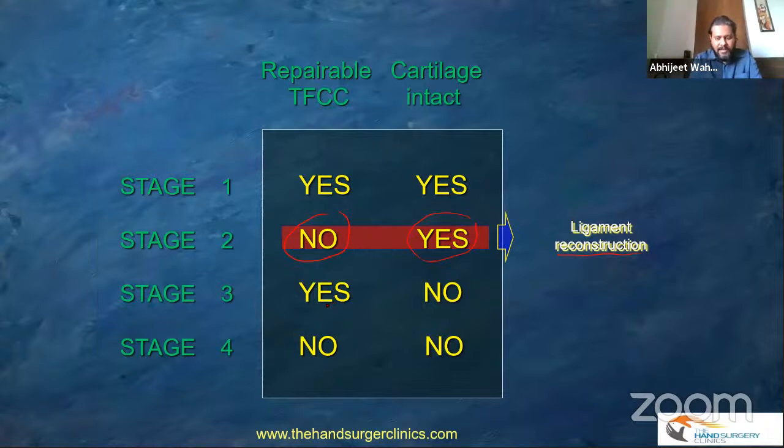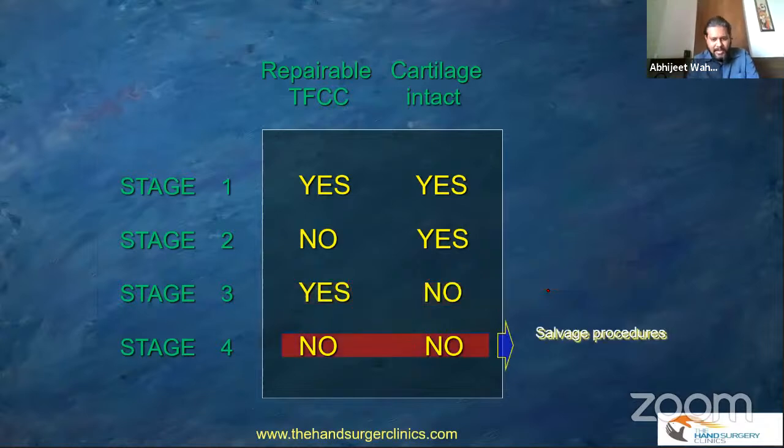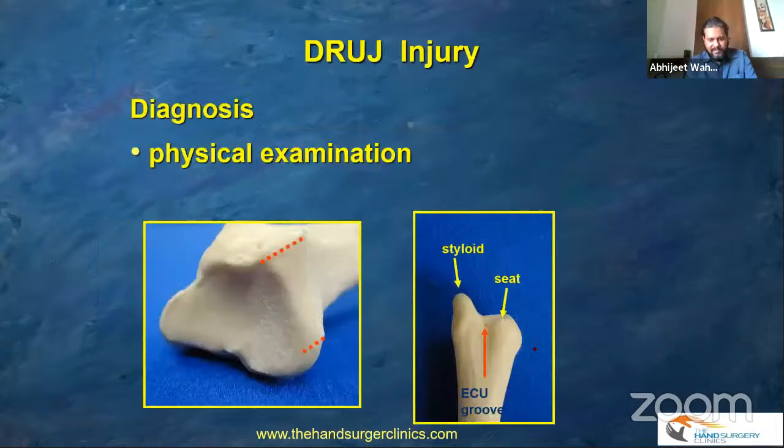Berger and Adams. Stage 3 is when you have a repairable TFCC, but the cartilage is not intact. And that would call either for a partial implant if that facility is available, or for a salvage procedure. And in the scenario where the cartilage is damaged and the TFCC is not repairable, you would go in for salvage procedures. And we'll talk about that in a little bit.